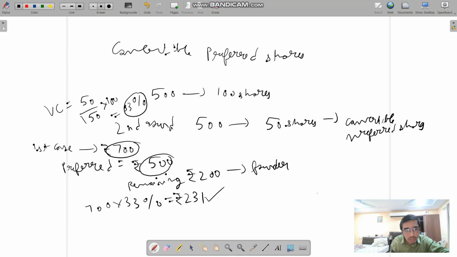So in this case, when the company is just sold for rupees 700, it's prudent that I don't convert my preferred shares into equity shares, right? Because obviously I'll go for the higher amount, right? Why will I convert and get rupees 231 when in case of non-conversion I'm getting rupees 500? So this is the first case. Now let's get to the second case.